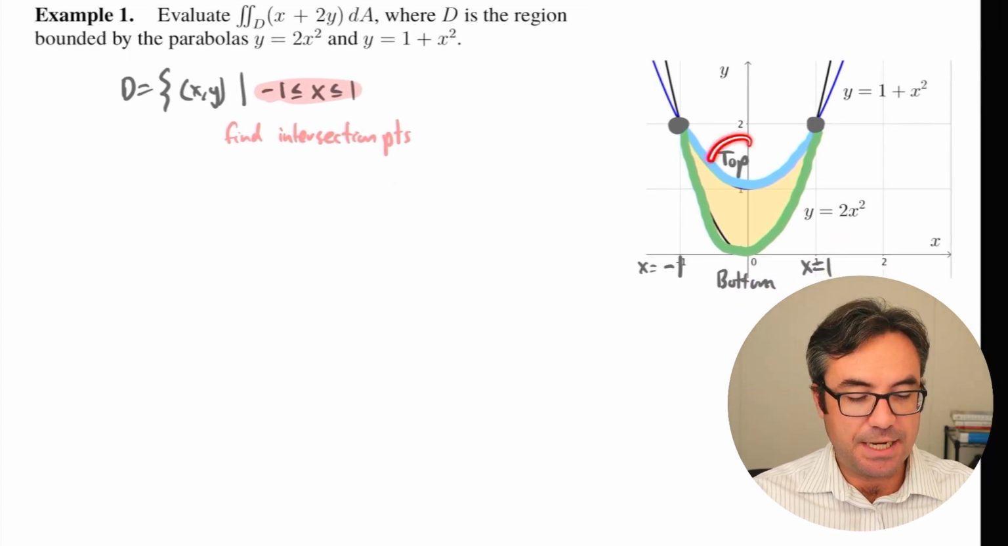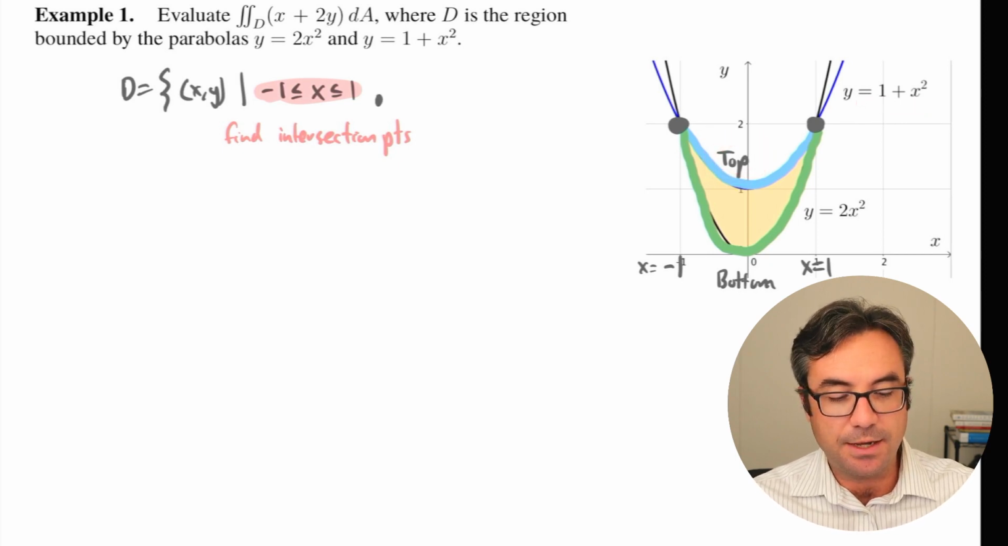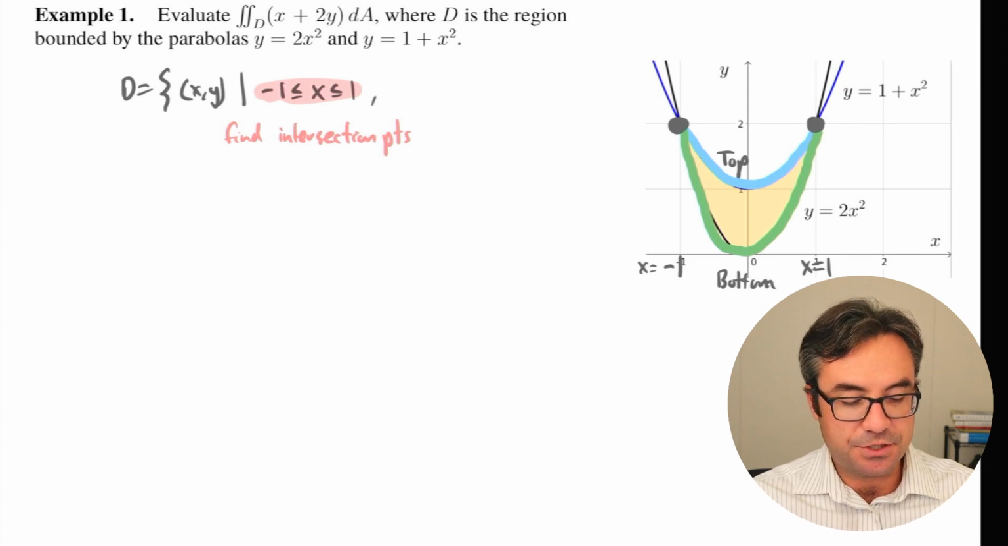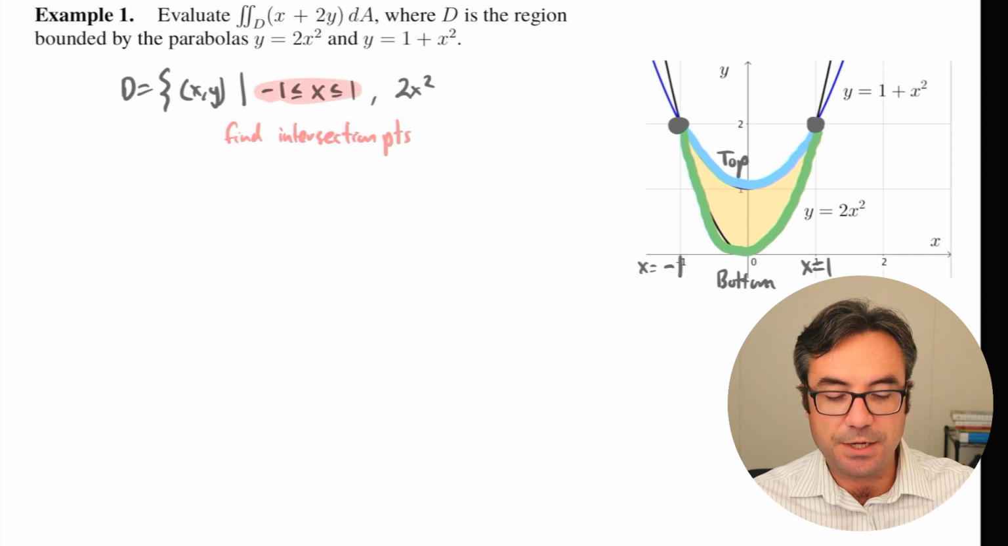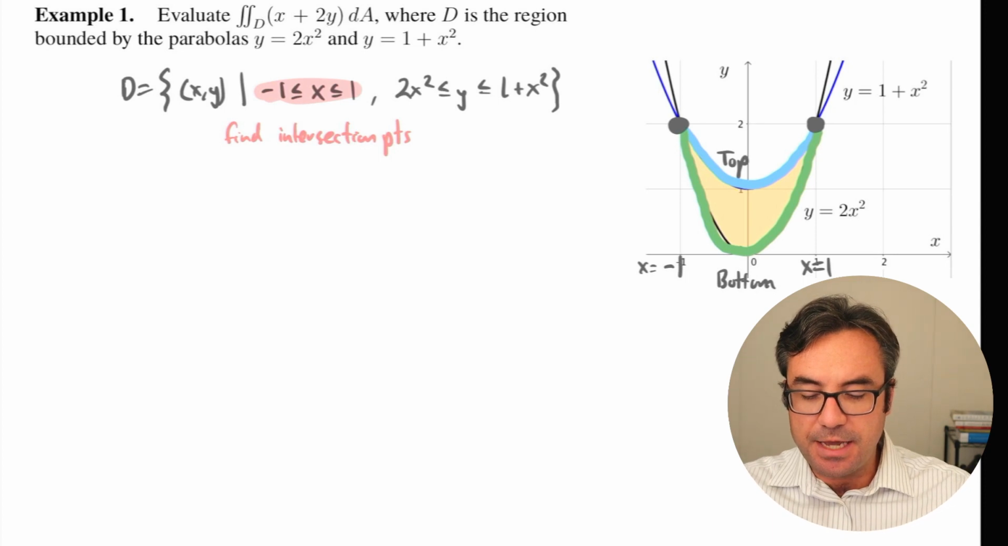All right, so the top curve was 1 plus x squared. So when we set up our y inequality, it's going to start with the bottom. So the bottom curve in this case was 2x squared, and then our top curve there was 1 plus x squared. So we have our y inequality. And now we're ready to set up the iterated integral.